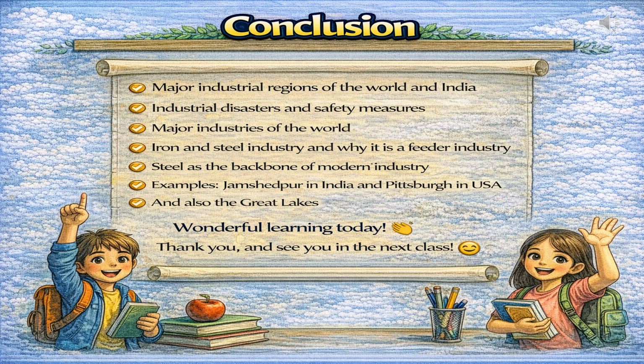So today we learned major industrial regions of the world and India, industrial disasters and safety measures, major industries of the world, iron and steel industry and why it is a feeder industry, steel as the backbone of modern industry. Examples: Jamshedpur in India and Pittsburgh in the USA, and also the Great Lakes.